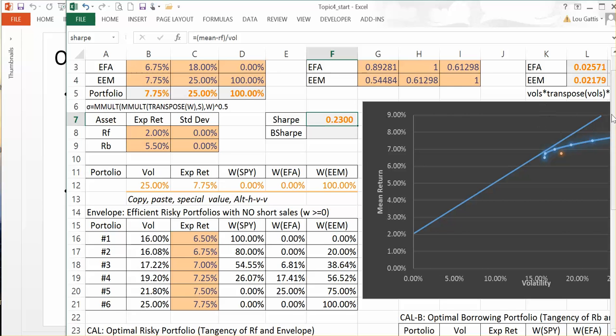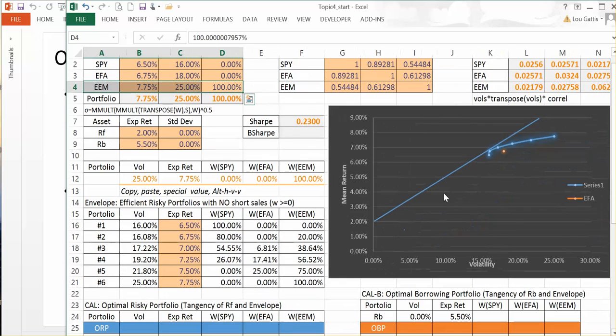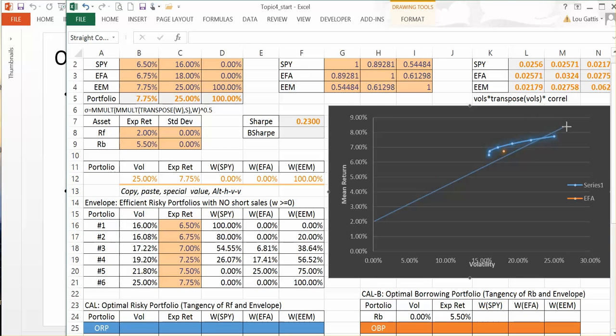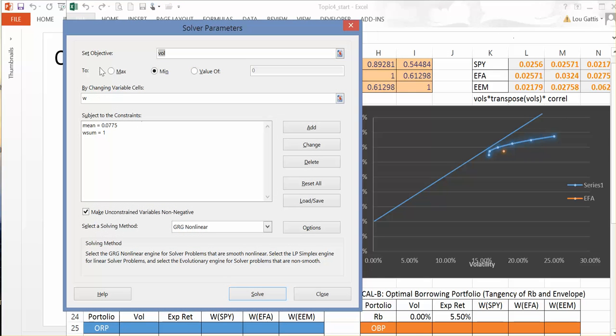And right now that was our last Solver we ran. So the last portfolio sitting there is all EMA. So really it's given me the Sharpe ratio, or the slope of this line. I'm going to run Solver, and it's going to tell me what this portfolio is. So let's go back to Solver, Data, Solver. I'm going to maximize the Sharpe ratio.